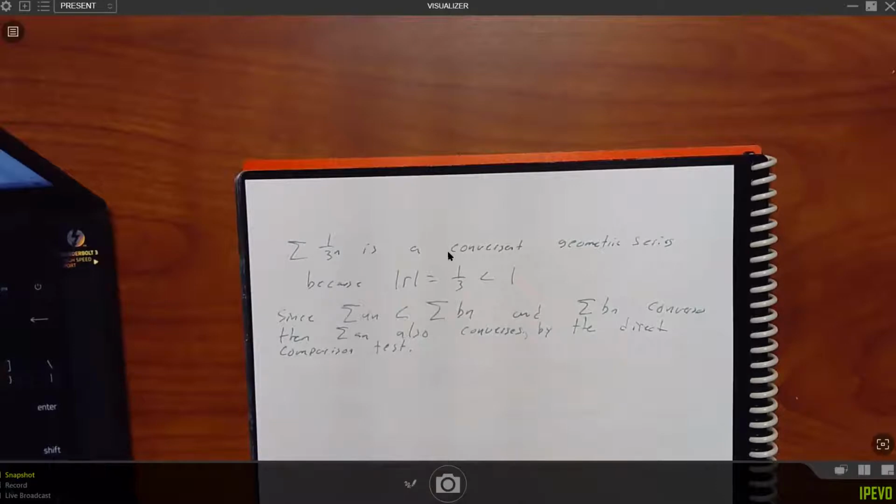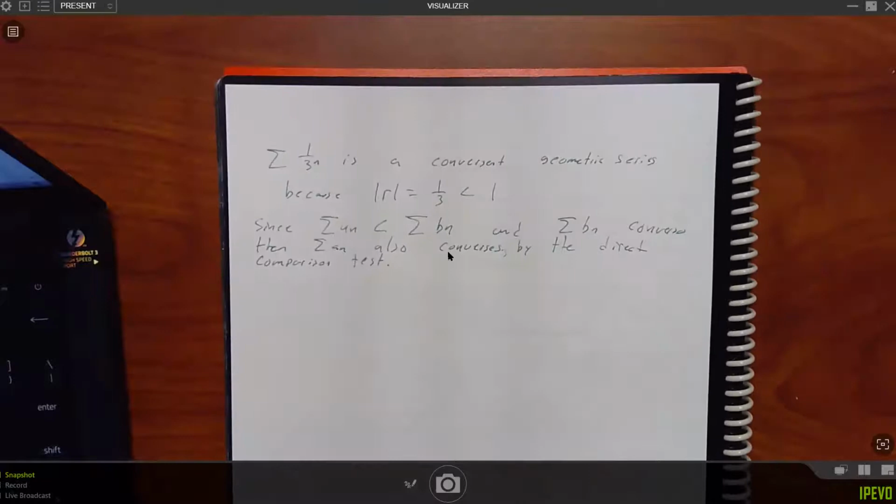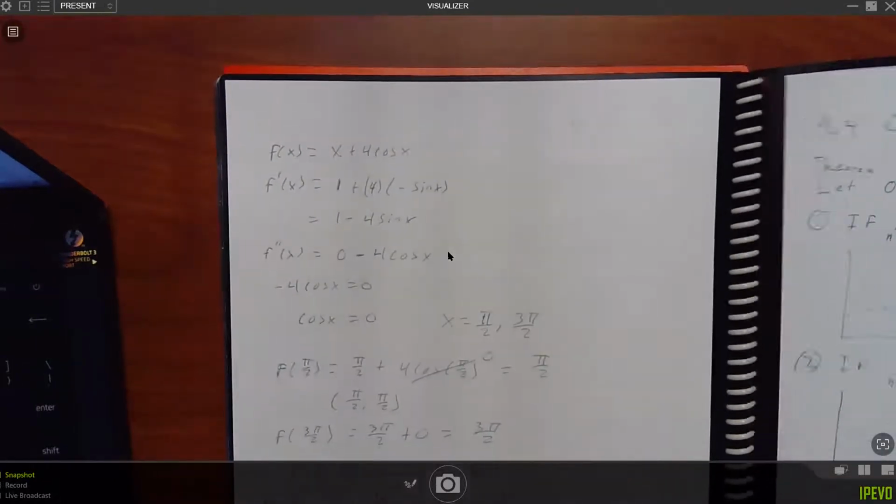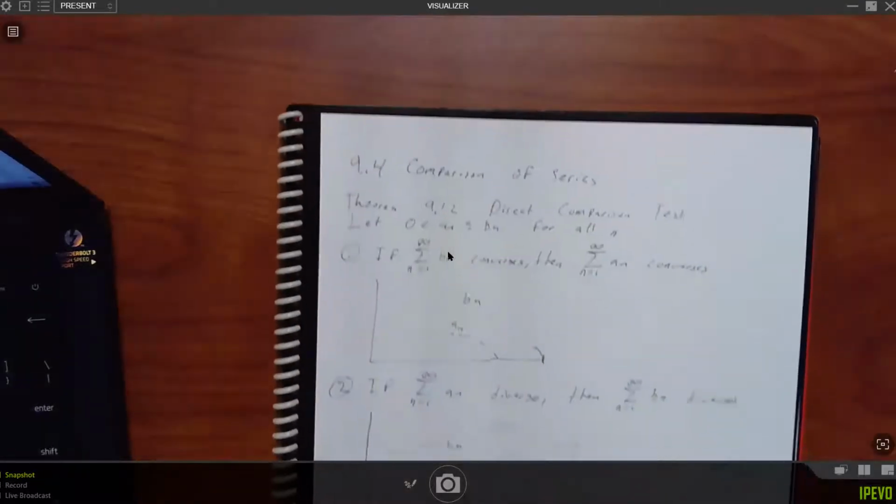Well, I told you last time, right? We don't know what the sum is, but I know it converges. You can ask Euler what the sum is. Any questions on this? This makes sense, or any question on the other page? All right.